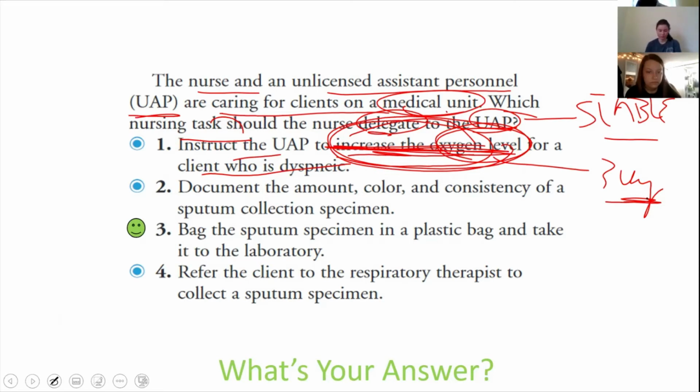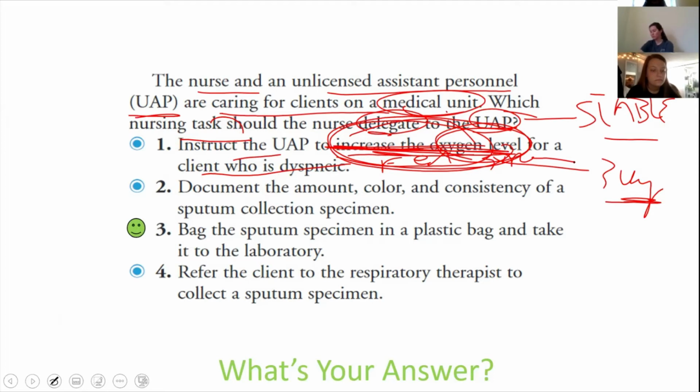Or instruct the UAP to feed a stroke patient. Got it? Same sort of thing. You as the nurse have to say, wait a second, strokes are all different. Some people have swallowing problems. Some people have weakness problems. So that's an unexpected patient. And so that requires the nurse to stop, reflect, assess, then delegate.